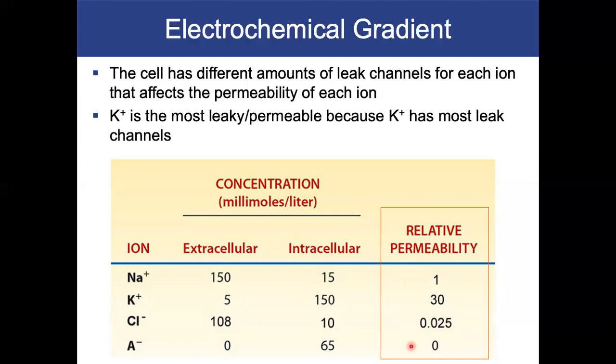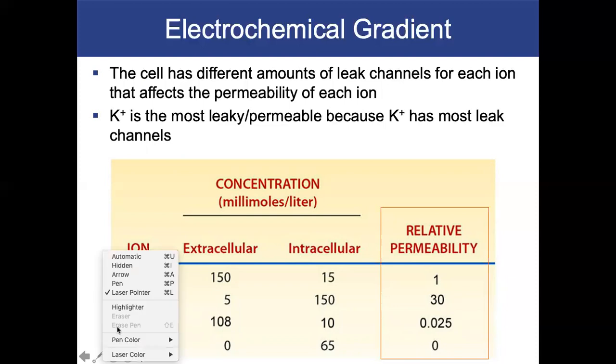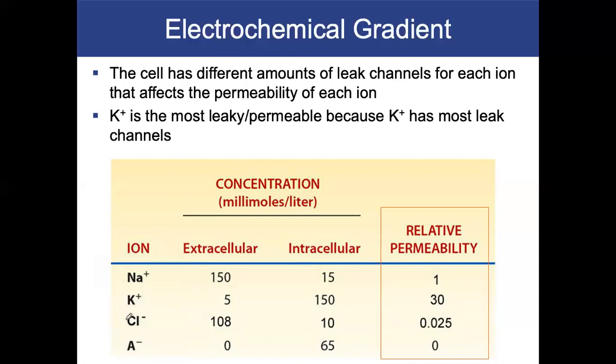Take a look at the permeability for chloride ions and the negative proteins inside the cell. It's almost 0. And so we don't really count the chloride ions, and we don't really count the negative proteins because the permeability is so minute. Okay, so we can just cross those out. So we can ignore this one, and we can ignore this one.